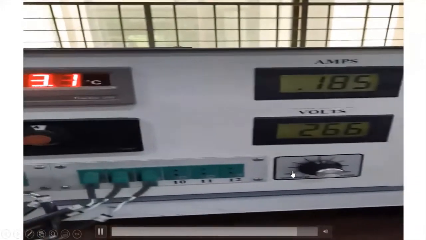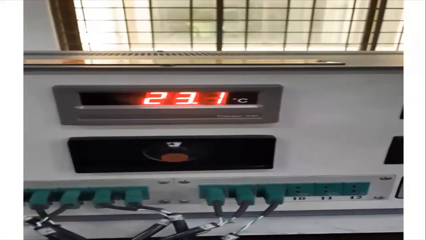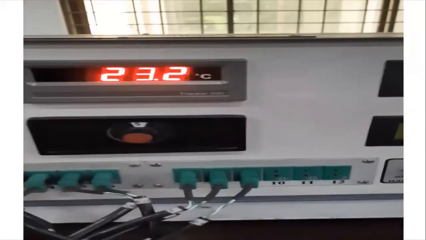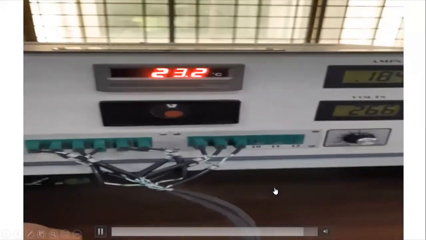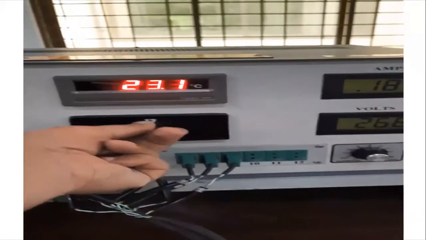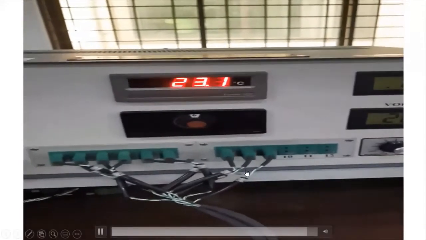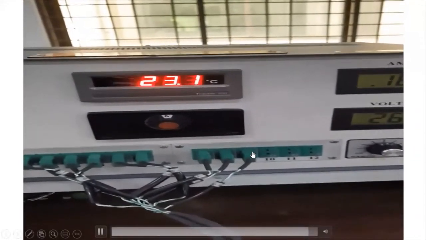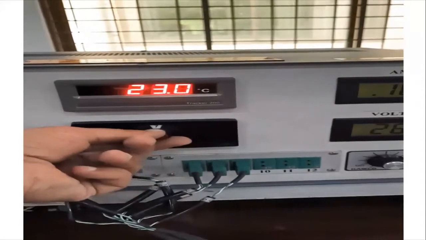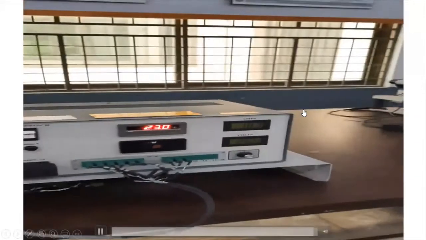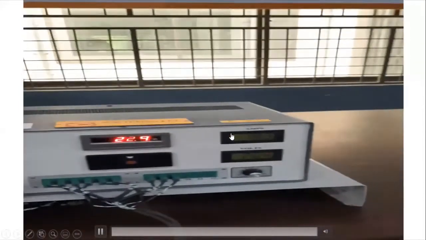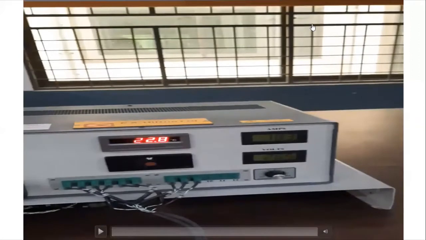So now again we may take the reading for the third set. So this is about how we will perform the experiment. After taking these readings of temperatures and voltages, we will move towards our manual, and we will learn how we will use all of these readings to calculate the total heat transfer in the extended surface unit. So now I am moving towards my lab manual.